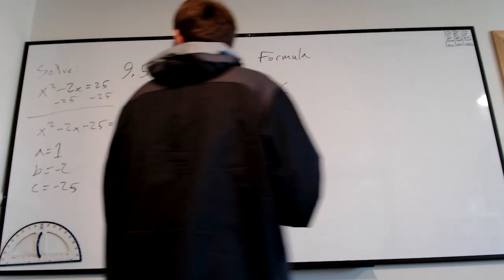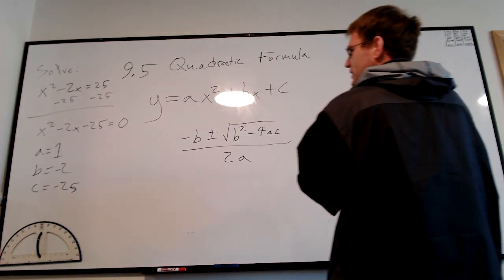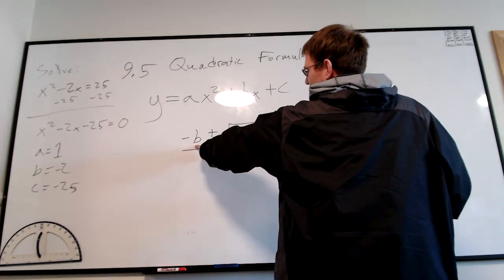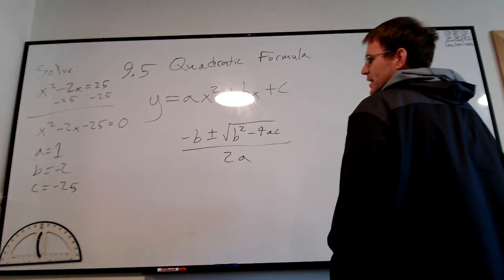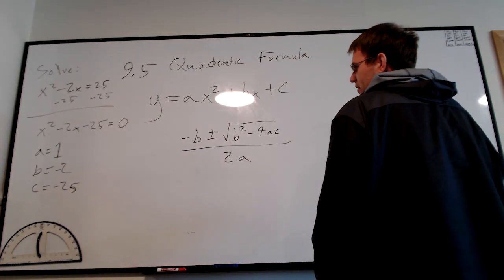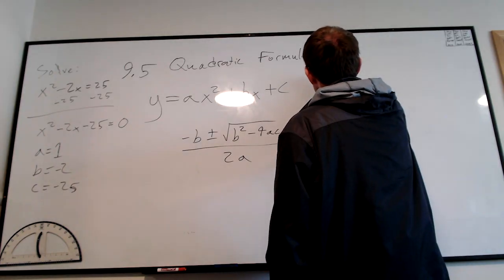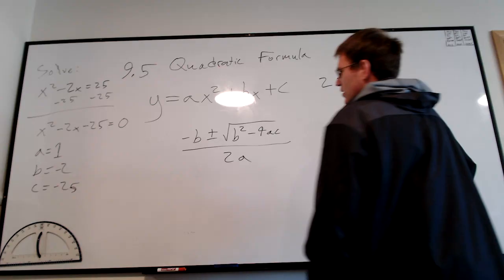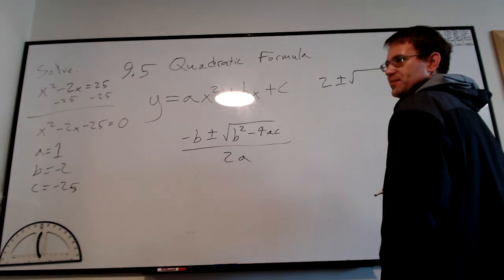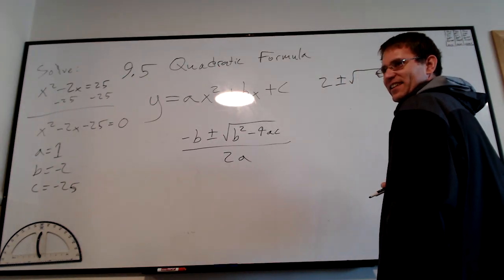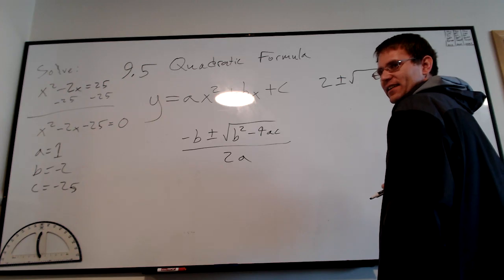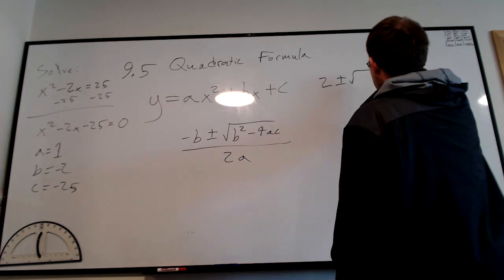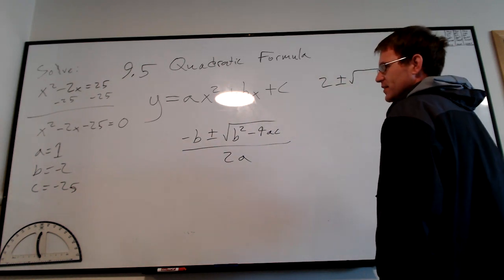Alright, so let's go ahead and set this up over here then. So right, we've got negative b. So negative b is going to be what? Positive. Yep, it's going to be 2, plus minus the square root. What is b squared? What did you say? So right here, what is b squared? What did you say?